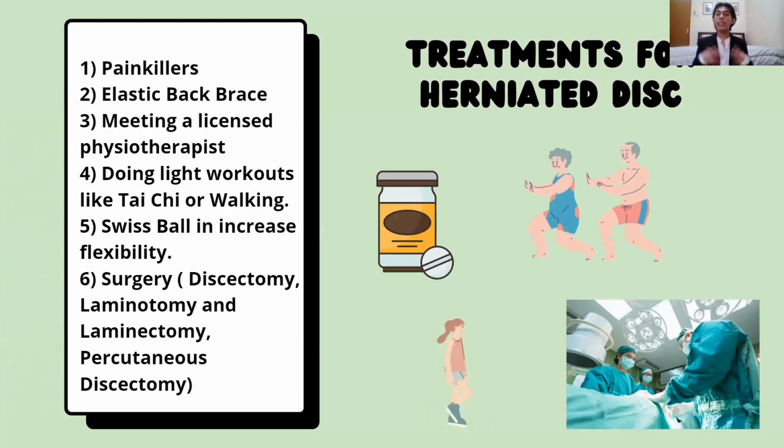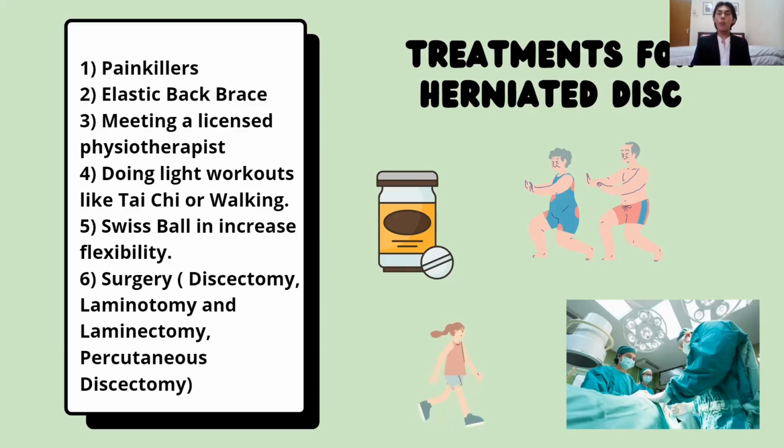Next is to use an elastic back brace. An elastic back brace is very important because it will help the athlete from moving without restrictions and will indirectly help the backbone heal faster. Third is to meet a licensed physiotherapist. Fourth, doctors do suggest that athletes suffering from a herniated disc be active. However, they are only required to do light exercises such as yoga, walking, and Tai Chi.